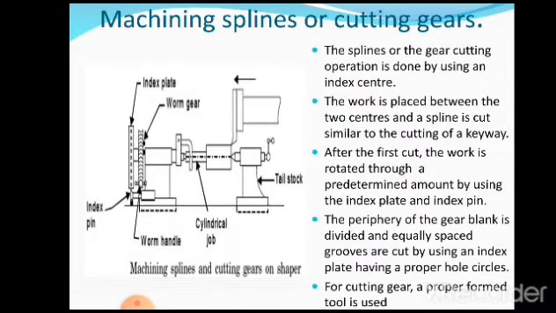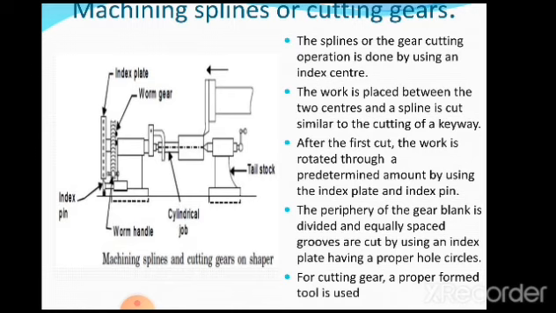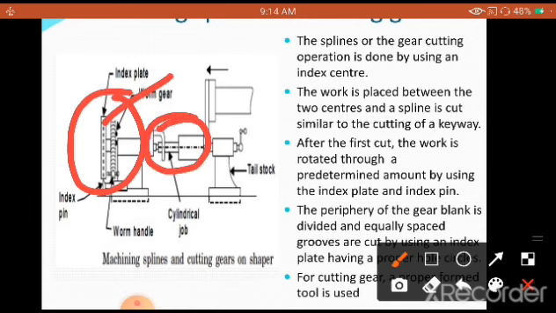The splines or the gear cutting operation is done by using an index center. The work is placed between the two centers, and a spline is cut similar to the cutting of a keyway. After the first cut, the work is rotated through a predetermined amount by using the index plate and index pin. The periphery of the gear blank is divided and equally spaced grooves are cut by using index plates having proper hole circles. You need to understand only one important aspect here: this index plate is responsible for giving the desired amount of rotation for the workpiece.